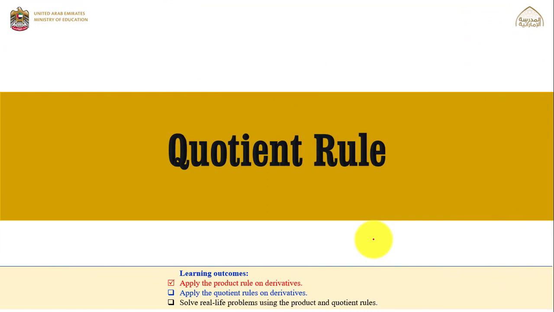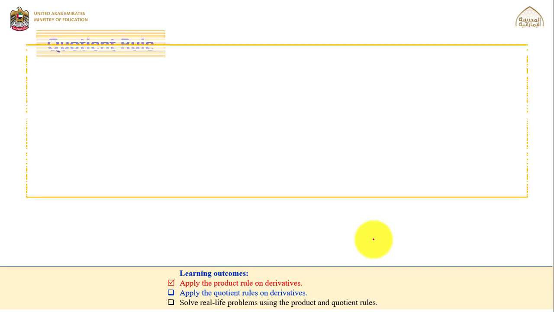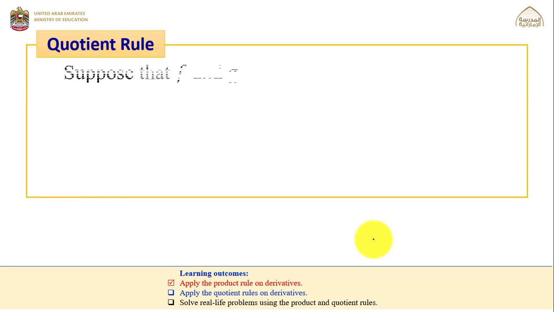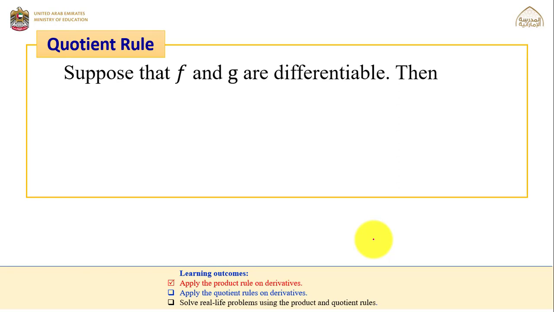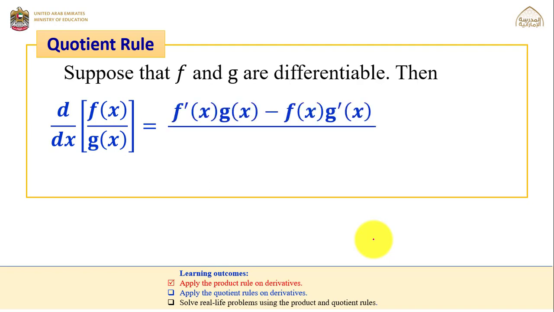Quotient rule. The quotient rule says, suppose that f and g are differentiable, then d by dx of f of x divided by g of x equal f prime x g of x minus f of x g prime of x divided by g of x to the power 2, provided that g of x does not equal 0.